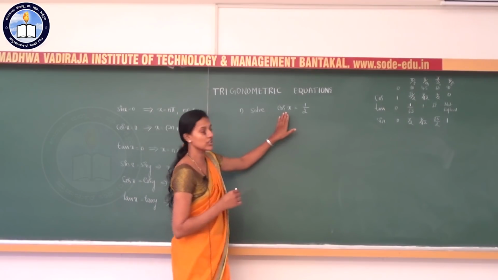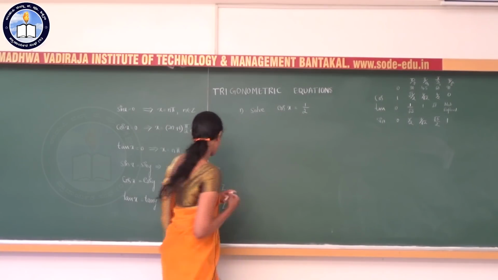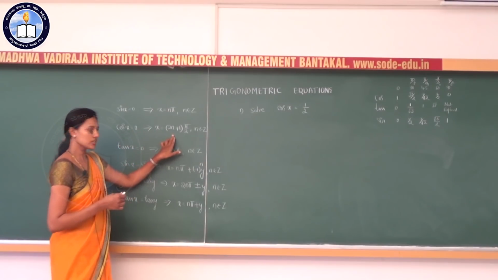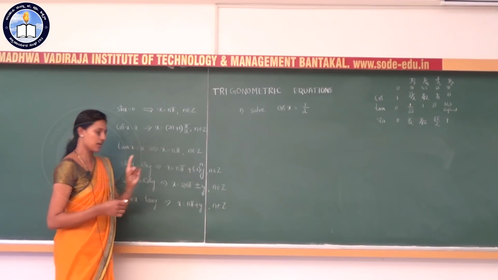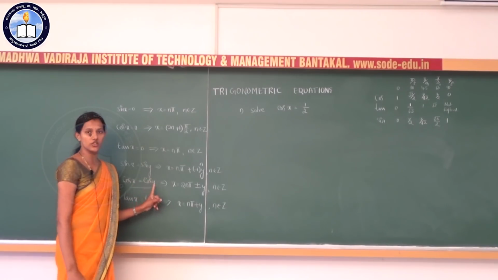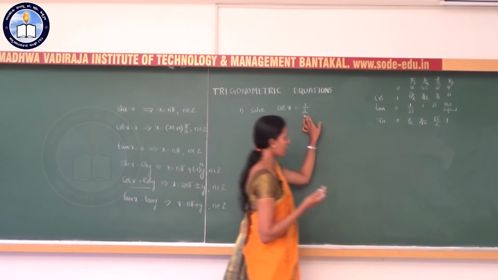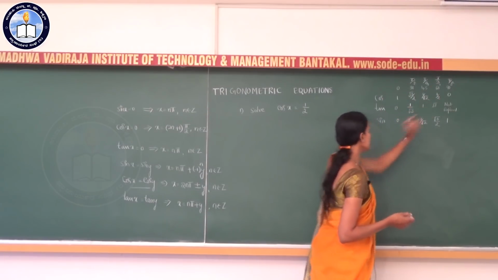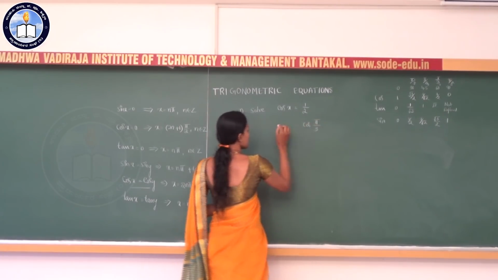So here we want to find the general solution of cos x is equal to half. If it is cos x is equal to 0, we can use this expression, x is 2n plus 1 into pi by 2, but here cos x is half. So let us try to write it in this form. Cos x is equal to cos of y. Can you write half in terms of cos function? Cos of what is half? Cos of pi by 3 is half. So half can be written as cos of pi by 3.